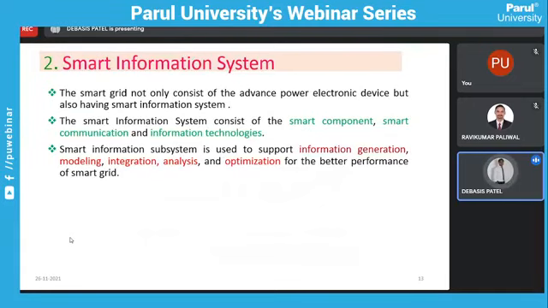Smart information technology. The smart information technologies are the upper three layers. Smart grid technology consists of advanced power electronics devices along with a smart information system. The smart information system consists of smart components, smart communication and information technology. Whatever information is collected from the physical layer, they have to model, integrate, analyze and optimize the information so that they can take proper decisions.